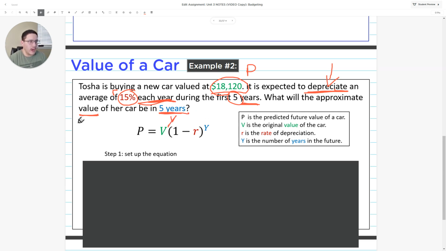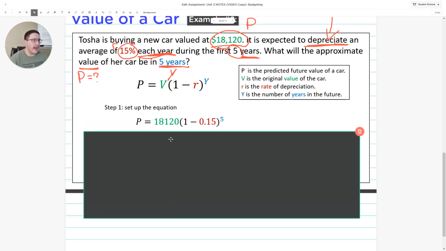What we don't know is the approximate value in the future. That's what we're trying to figure out. So we have everything except the P value. We're going to set up the equation as follows: 18,120 parentheses 1 minus 0.15. Notice how the 15% changed to its decimal form. Close parentheses, raised to the 5th power.